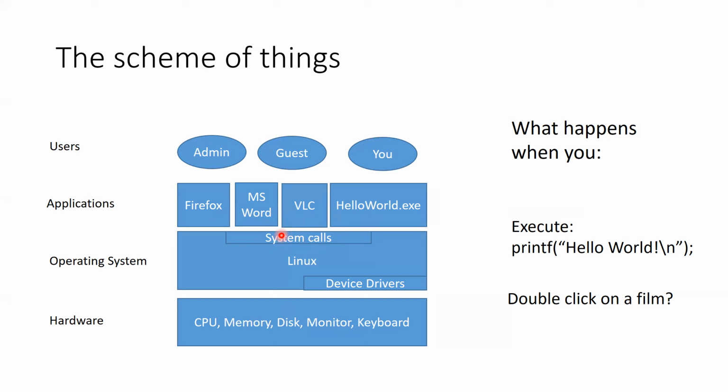The operating system exposes calls to access all hardware elements. You have calls to access memory, you have calls to access the hard disk, you have calls to access a monitor, etc. So all these calls are exposed to the applications, and the applications basically use these calls to access the hardware via the operating system.